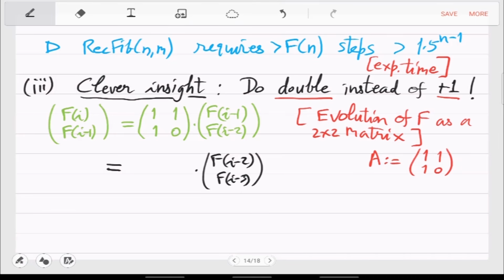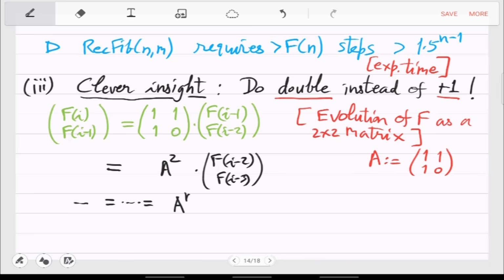So what is the matrix here? Notice that the matrix here is an absolute constant. It doesn't depend on i or n or whatever. So this can be repeated, and you will get A squared here. And now with a little imagination, you can see where we are headed.